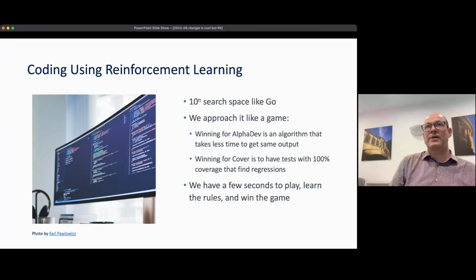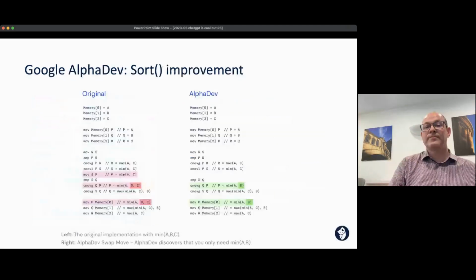Winning for Cover, our product is unit tests with 100% coverage that find regressions. So you can think of those as the function, the thing you're trying to optimize. Essentially, we have a few seconds to play, learn the rules, and win the game.